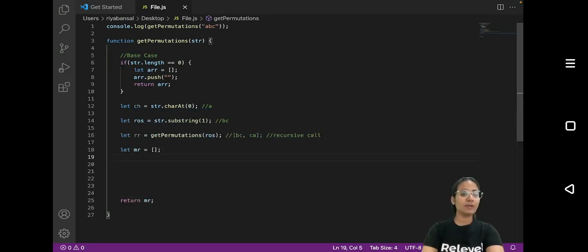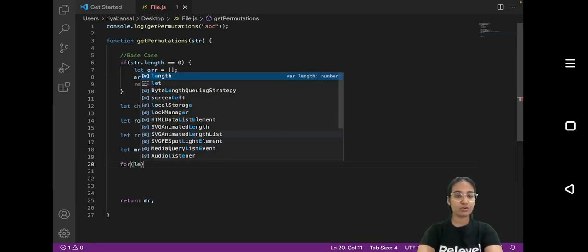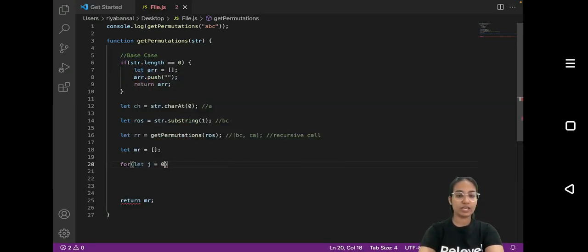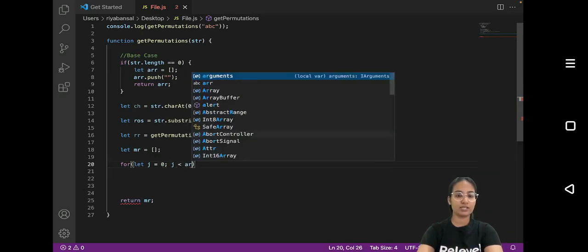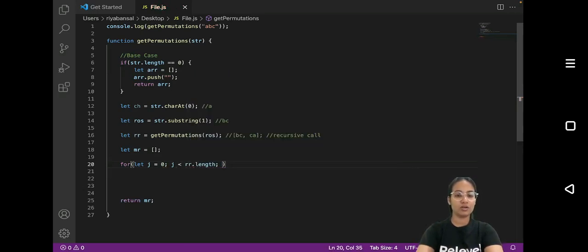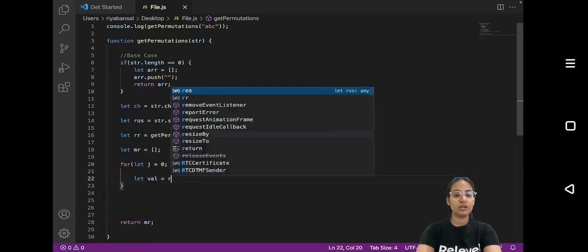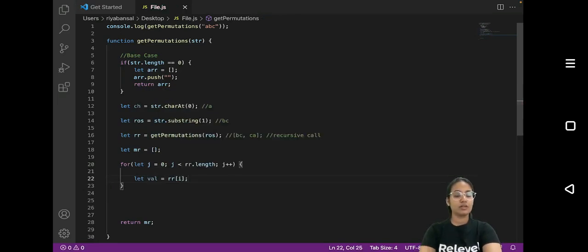What you do in between is you iterate over all the results of the smaller problem. So here it will be, let j is equal to 0, j is less than the length of the recursion result, and there you go, like this. Okay, then here you have the first recursion result or the first result of the smaller problem. Now what you do on top of that is you basically consider all the positions.